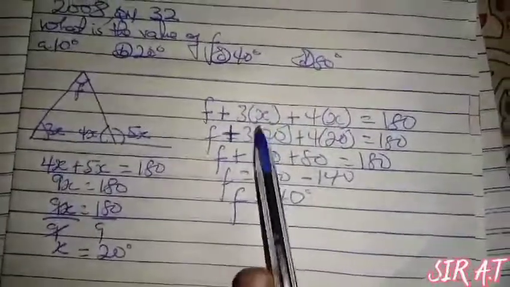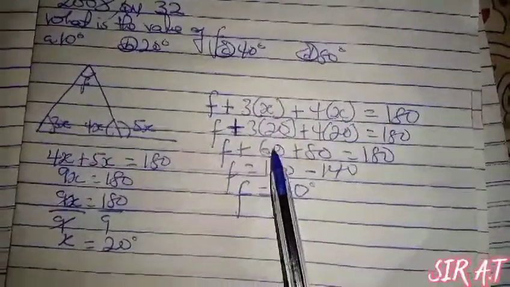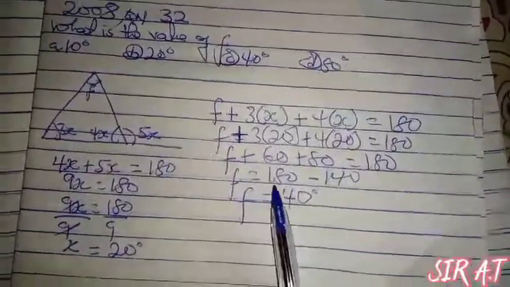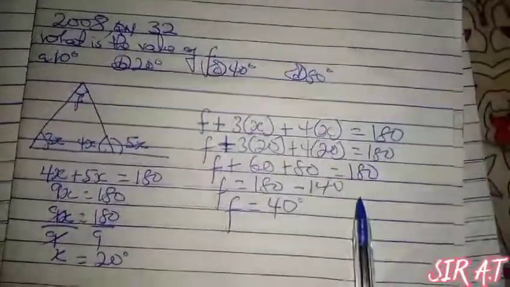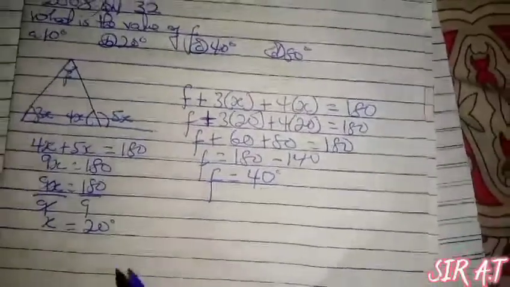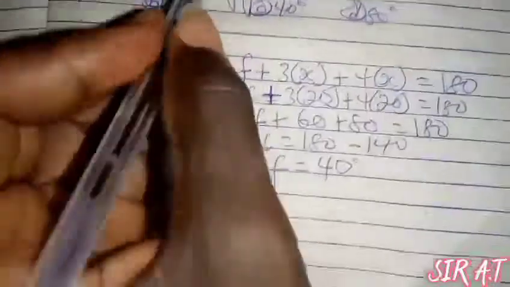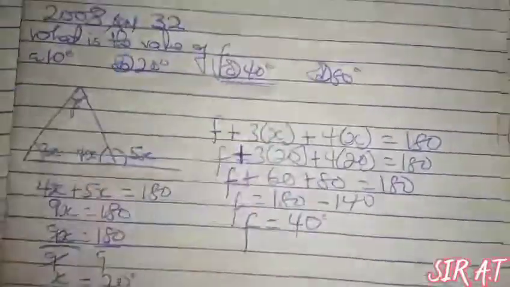So after putting our 20 in, we had 60 here, we had 80 here. So we put them together, you're getting 140. You subtract 140 from 180, we are getting 40. So therefore our f is equal to 40 degrees, and then the answer is C.